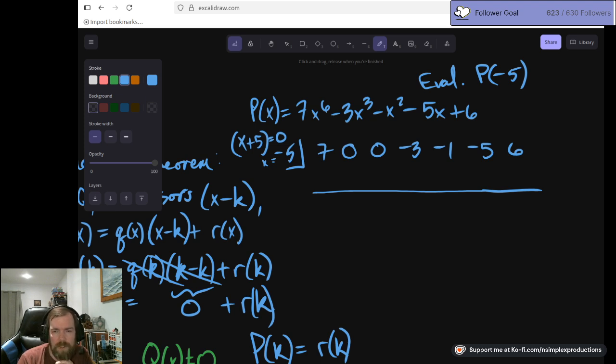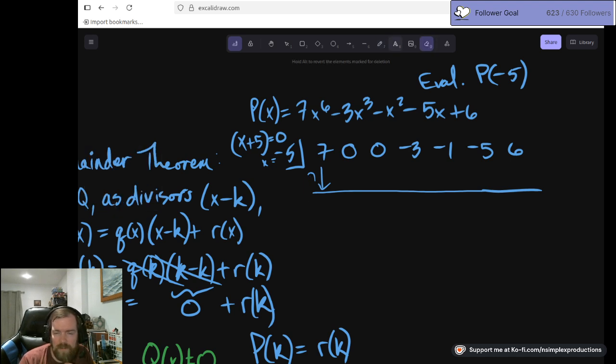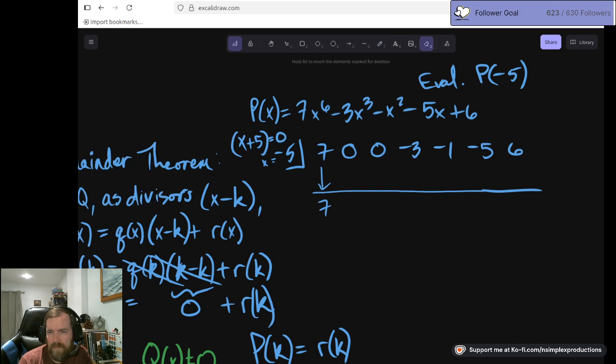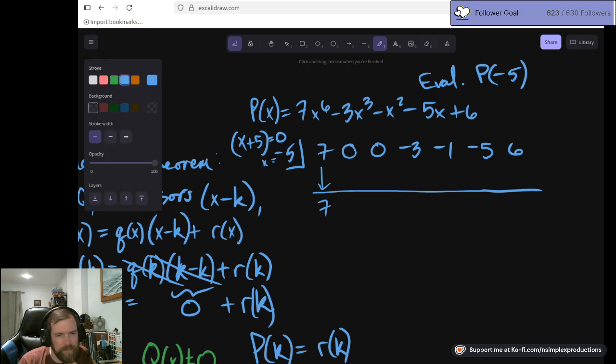What we do is we say the first term, we're going to multiply up a 0. So there's nothing here to multiply. So we end up getting just the 7 adds down. Then the negative 5 multiplies the 7 and we get negative 35. Add it down and we get negative 35.